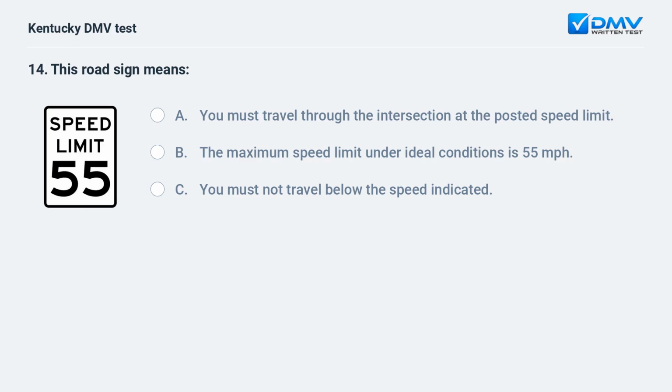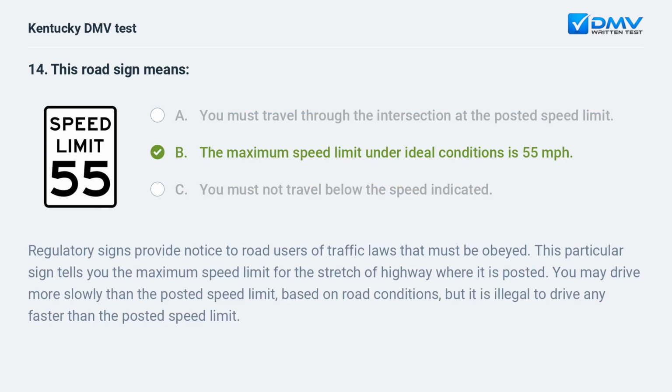This road sign means: A. You must travel through the intersection at the posted speed limit. B. The maximum speed limit under ideal conditions is 55 miles per hour. C. You must not travel below the speed indicated. B. The maximum speed limit under ideal conditions is 55 miles per hour.